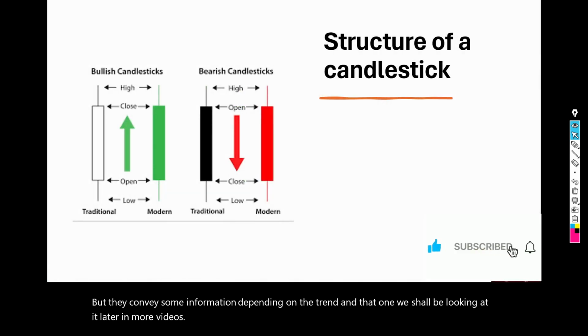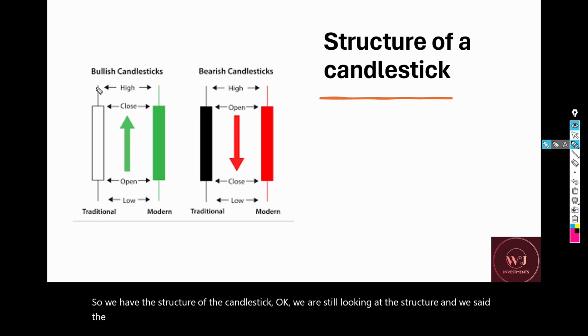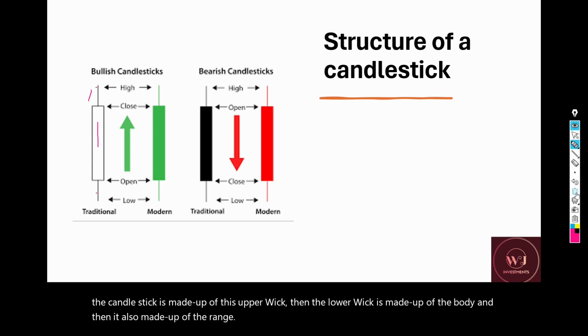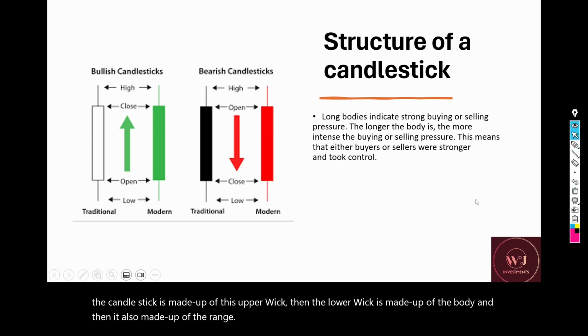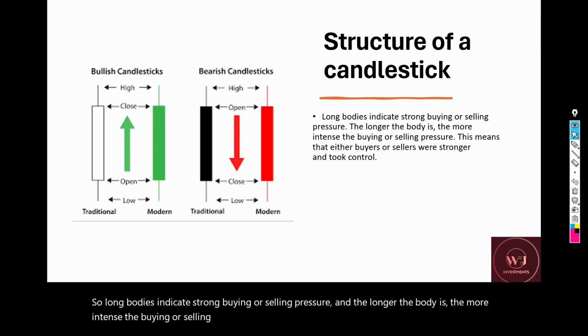So we have the structure of the candlestick. We are still looking at the structure, and we said the candlestick is made up of the upper wick, the lower wick, the body, and also the range. Long bodies indicate strong buying or selling pressure, and the longer the body is, the more intense the buying or selling pressure. This means that either buyers or sellers were stronger and took control.